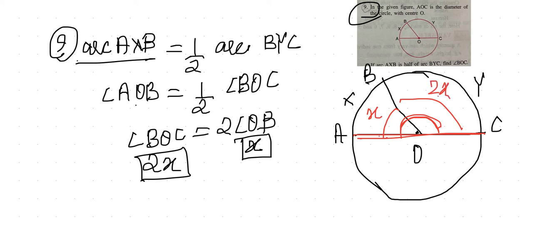So 3X will be equal to 180. So X is going to be equal to how much? 60 degree. And what have they asked? They have asked you BOC. So clearly you have taken BOC as 2X, so that will be equal to 2 into 60, which in turn will be equal to 120 degrees. Okay, so this question is an easy one, so you will write down the things properly, children, and then you can take this as homework.